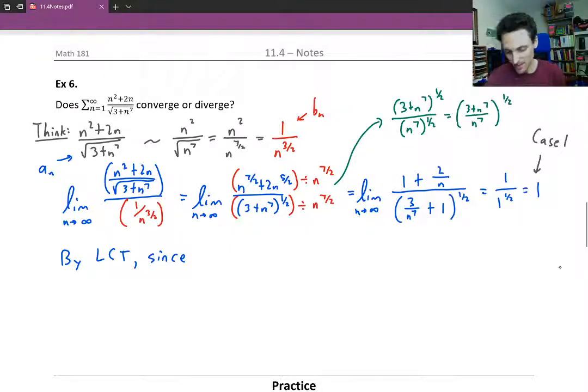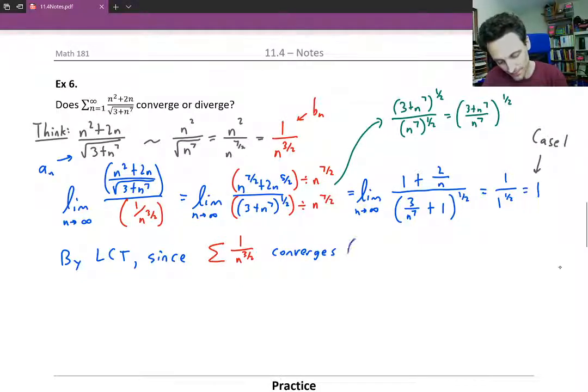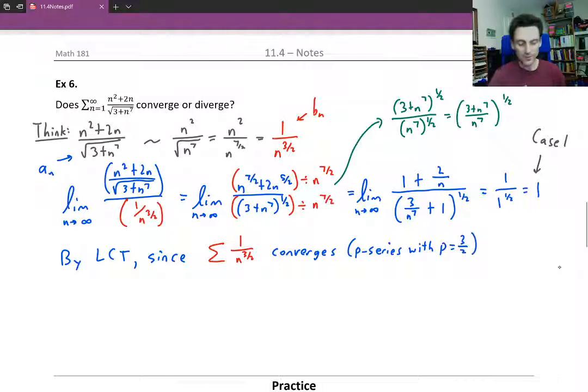Okay. So we can say then by the limit comparison test, since the series 1 over n to the 3 halves, what does it do? Does it converge or diverge? If you said converges, that would be correct. This is a P series. P equals 3 halves. I'll just write the 3 halves, not write the greater than 1.